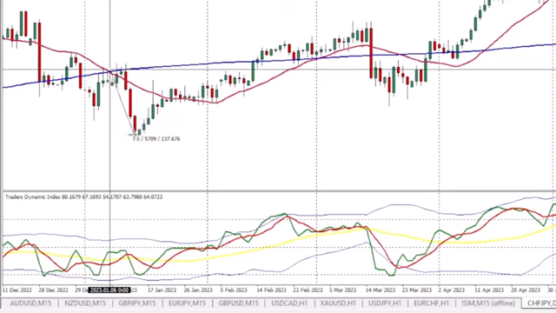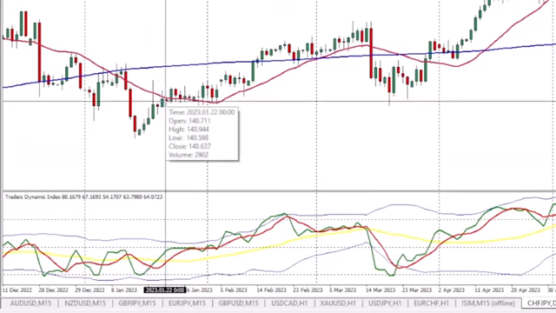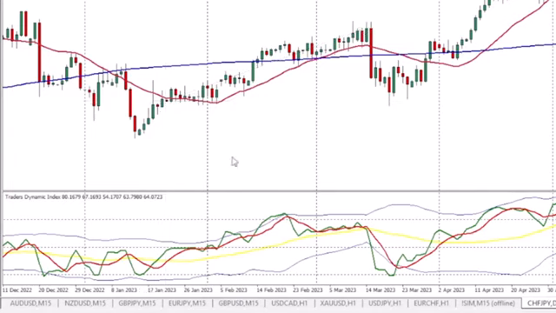So nothing is totally perfect. We got to remember we're trying to play the edges. Nothing works 100% of the time. So here's one, didn't work. But then we go back and we get the next one, and then this one had a very nice move of 600 pips. Okay, so we're in.